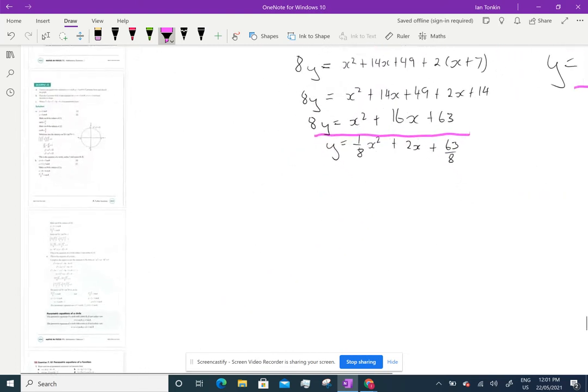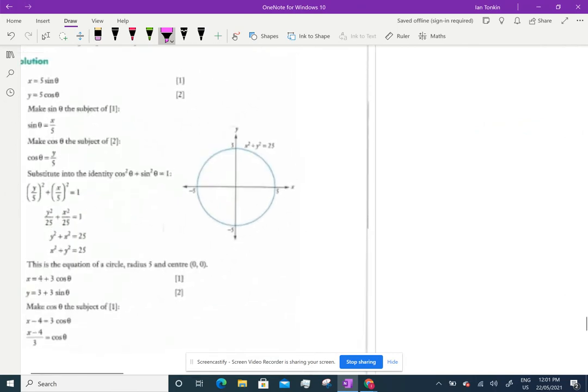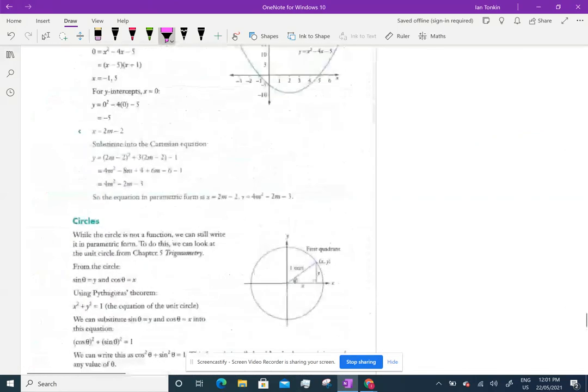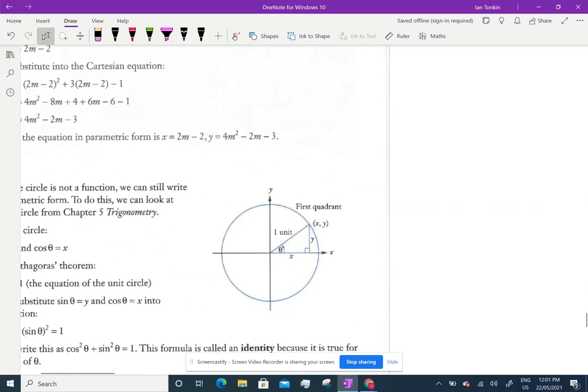So I'm going to use their diagram for circles because it's pretty cool. We're going to go back here to this. And this is the important bit. So in the 1 unit circle, where we have a coordinate xy. Now, we've already talked about this in class. We can rewrite this.